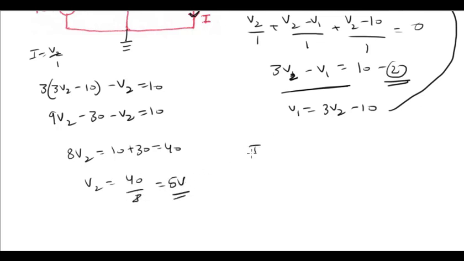Now current is given by V2 upon 1 ohm resistance. V2 is 5 upon 1, that is 5 ampere is the current flowing through the 1 ohm resistance. Answer. This is how we can apply nodal analysis in the circuits. Now we will solve two questions based upon source transformation.